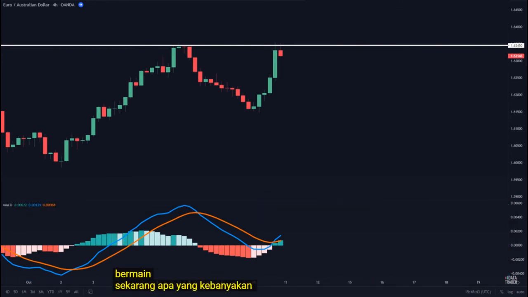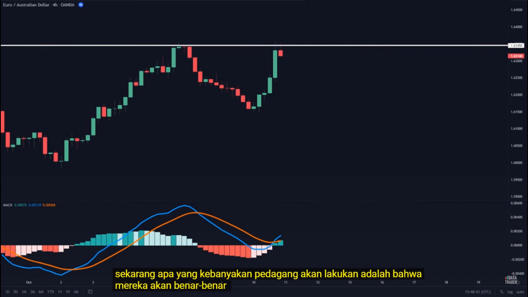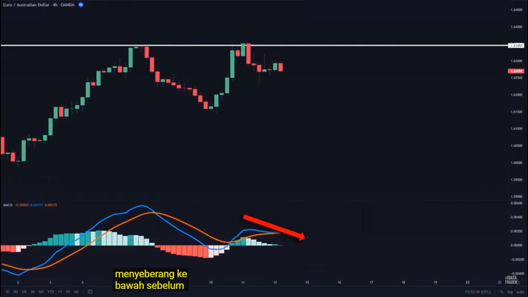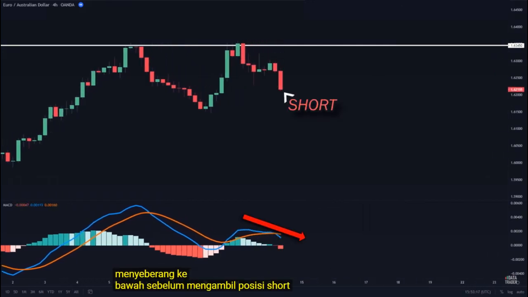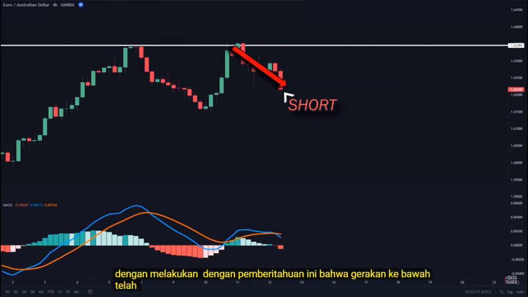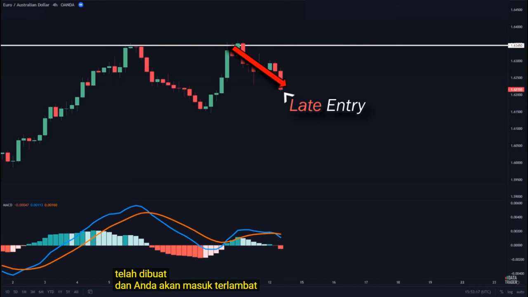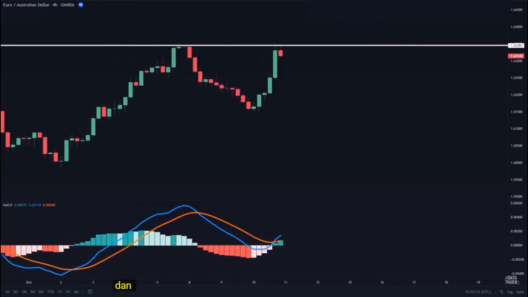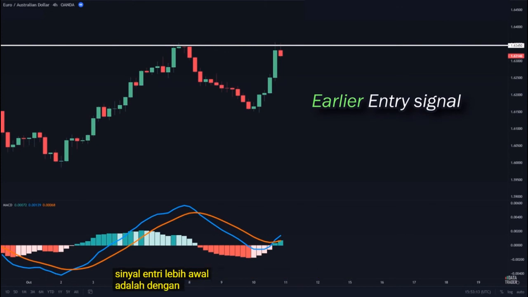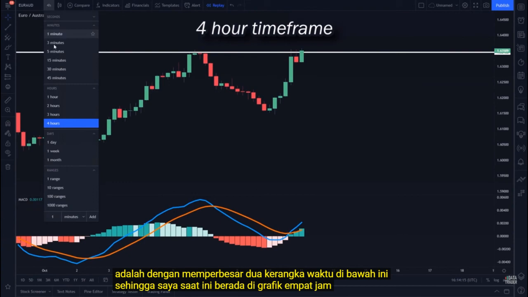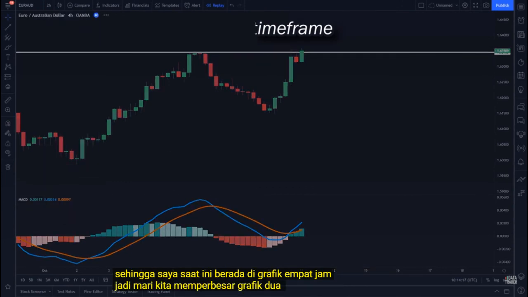Now, what most traders will do is that they'll actually wait for the MACD to cross over downwards before taking a short position. However, by doing this, notice that the downwards movement has already been made and you would have entered in late. And so a secret trick that I use to get an earlier entry signal is by zooming in 2 time frames below. So I'm currently in the 4-hour chart, so let's zoom in into the 2-hour chart.